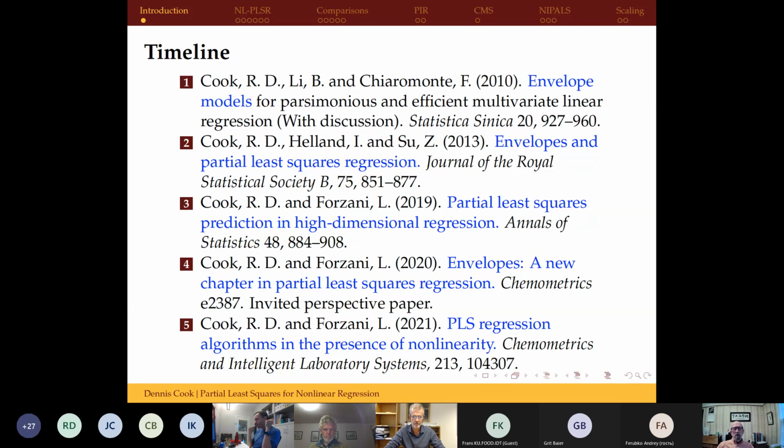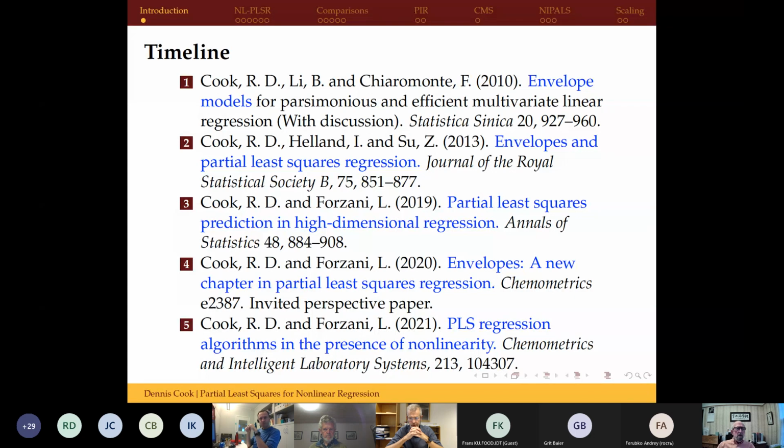The timeline really starts in 2010, when, along with Bing Li and Francesca Chiaramonte, I published a new paradigm for dimension reduction in regression problems. That paradigm is referred to loosely as envelopes. The original context was the multivariate linear model, but now it's moved well beyond that into contexts that I never would have imagined at the outset.